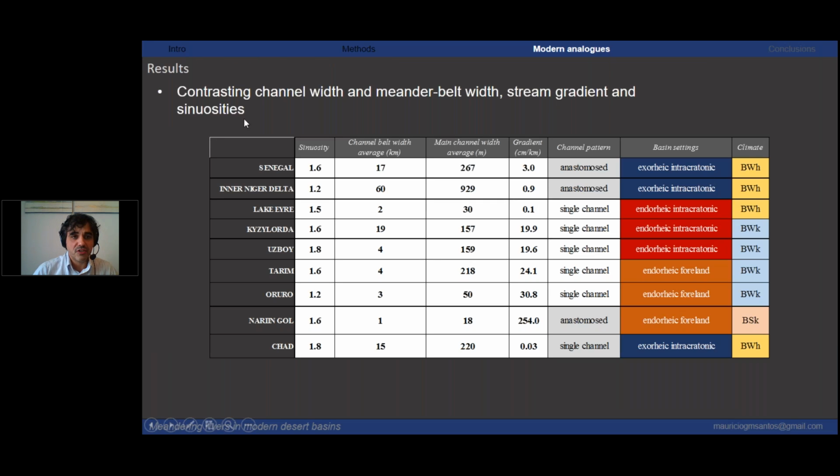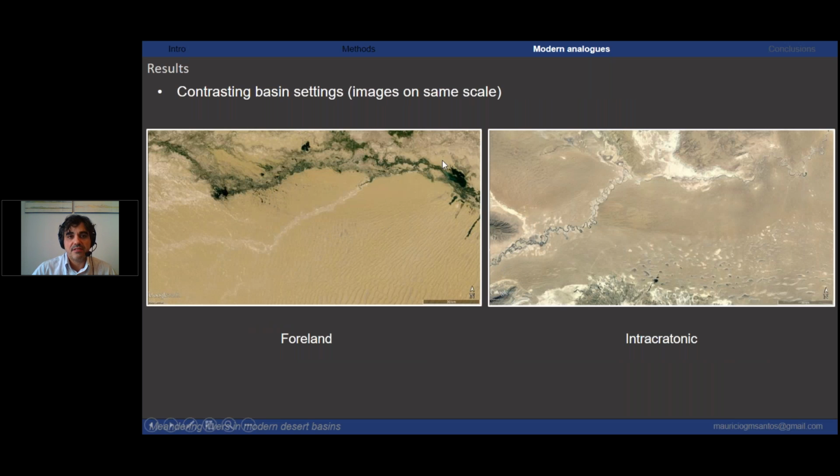So we have contrasting channel width and meander belt width, a whole range of different stream gradients and sinuosities, with channels varying from up to 1 kilometer in width and even much smaller ones. Gradients can vary from more than 200 centimeters per kilometer to less than 1 centimeter per kilometer. We have contrasting basin settings, yet we have the development of meandering planforms.